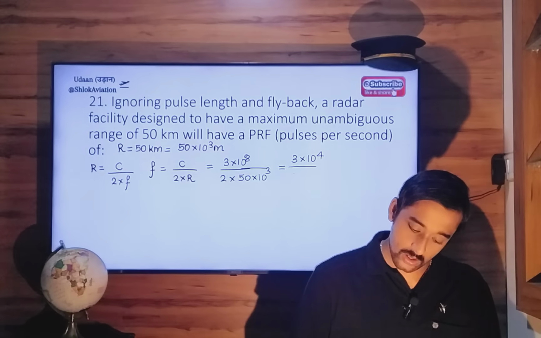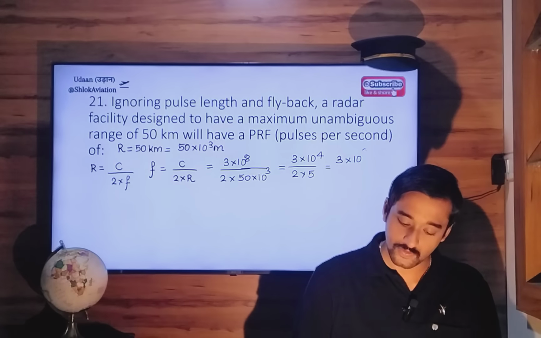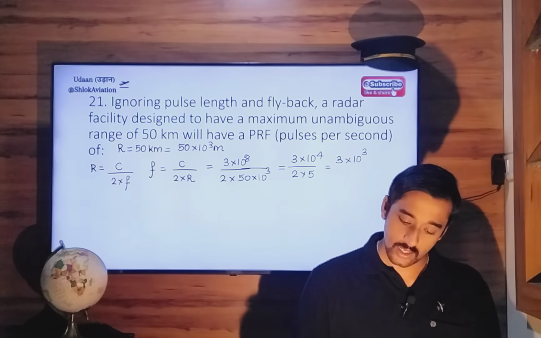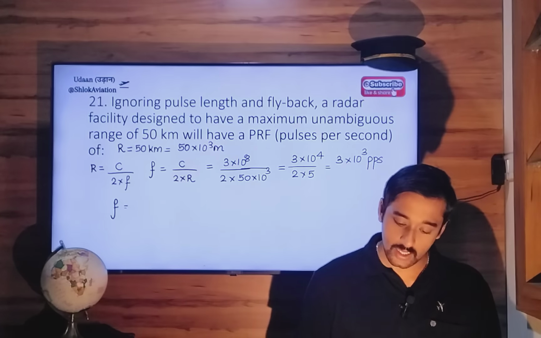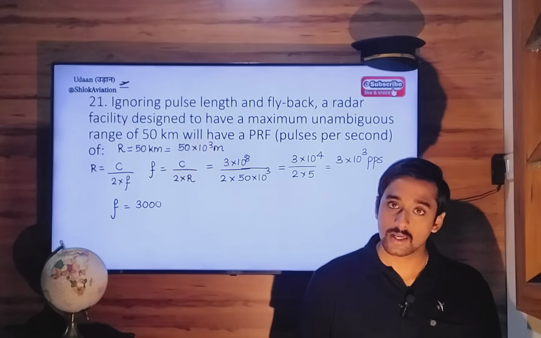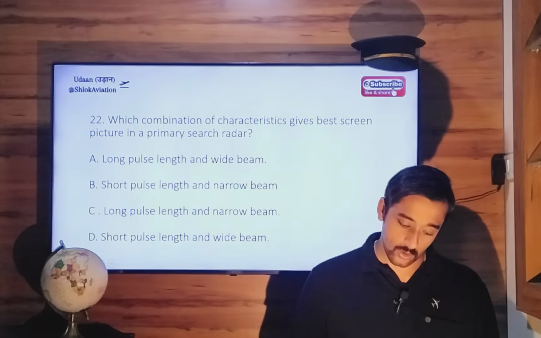divided by 2 into 5. So again 3 into 10 raised to 3 pulses per second. So frequency will be 3000 pulses per second. This is your answer. Next, question 22.